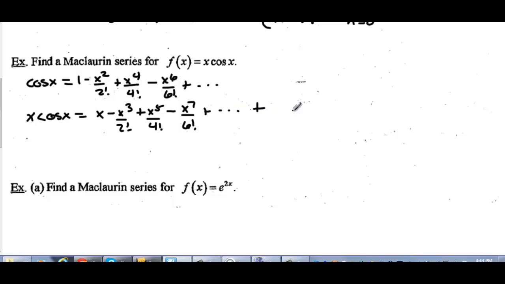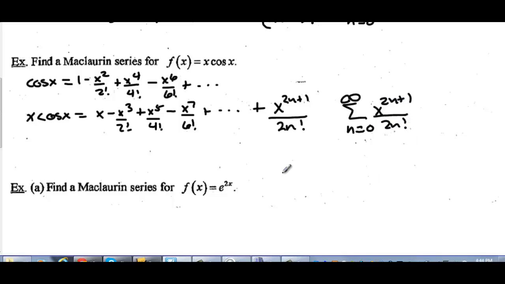Well, let's find the nth term. I see that I have 1, 3, 5, 7. Those are odd powers, x to the 2n plus 1. If I do 2n plus 1, that means I'm starting n at 0. And that's over, I have 0 factorial, 2 factorial, 4 factorial. Those are even, so we have 2n factorial. Then the series is n equals 0 to infinity of x to the 2n plus 1 over 2n factorial.